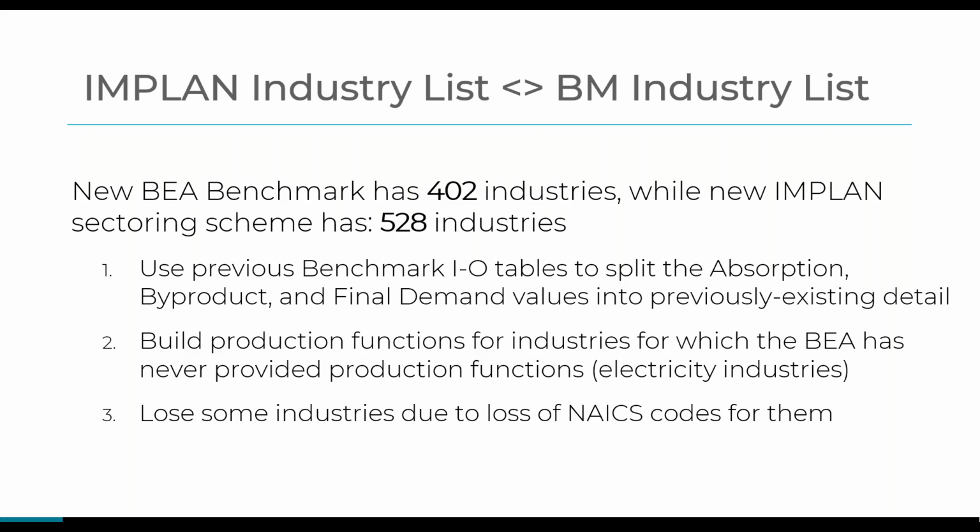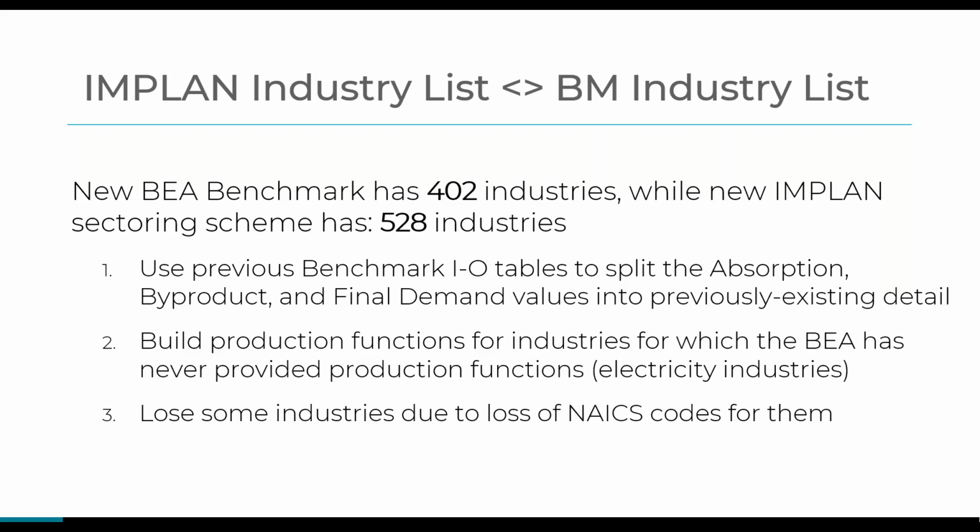Why is this? Well, there are 3 reasons we're going to differ. One is that we make the effort here at IMPLAN to use previous benchmark IO tables to split the current IO tables into previously existing detail. And I'm going to talk about that one in great detail in the following slides. We also add some industries for which the BEA has never provided production functions. And in particular, this is the electricity generation industries, and Wes is going to talk about that. And then we do lose some industries due to the loss of NAICS codes for them.